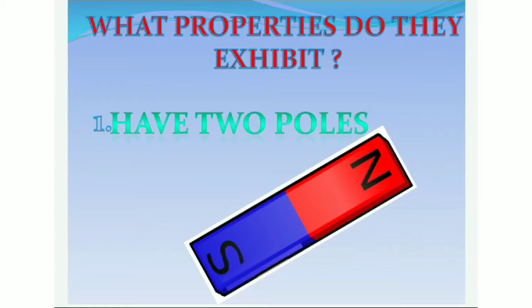What property do they exhibit? First, they have two poles, as you can see in the picture. One is the north pole and one is the south pole. To make it easier, they are represented with two colors, red and blue. Red is the north pole and blue is the south pole.